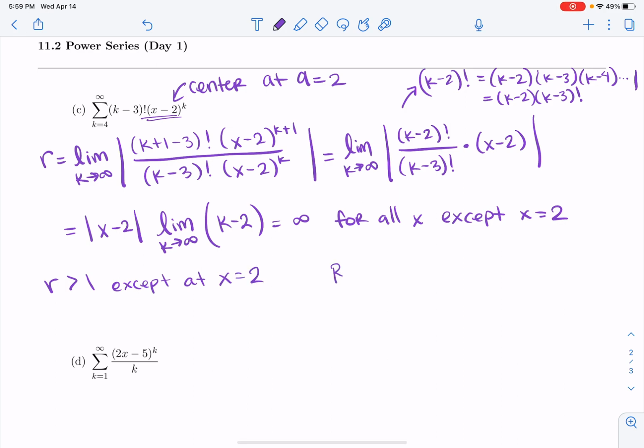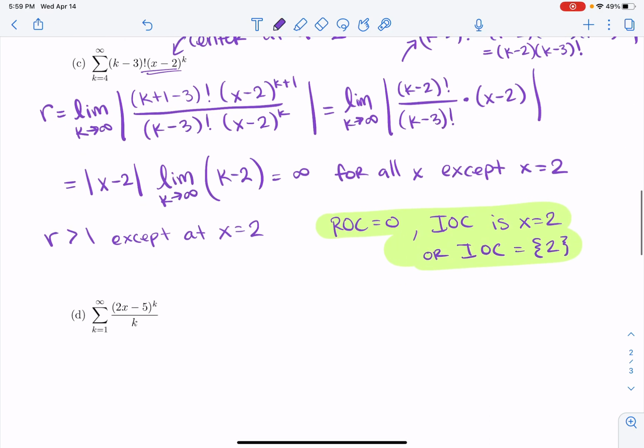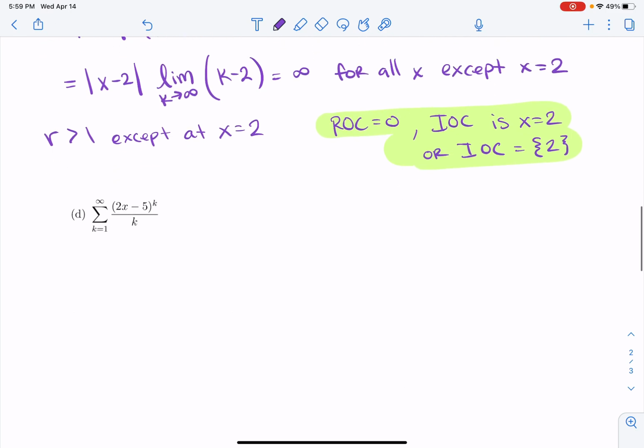That means the radius of convergence is 0, and the interval of convergence is x equals 2, or you could say the interval of convergence is equal to the set of all numbers equal to 2, which is a very small set. There you go. So that's an example of the radius of convergence going to 0.